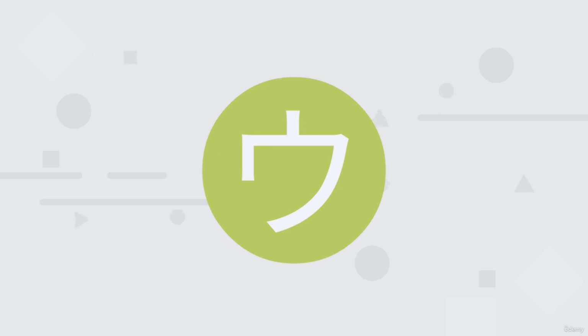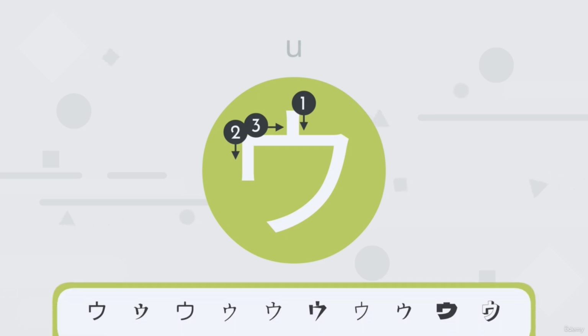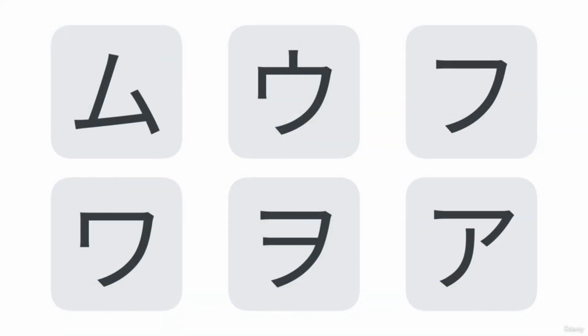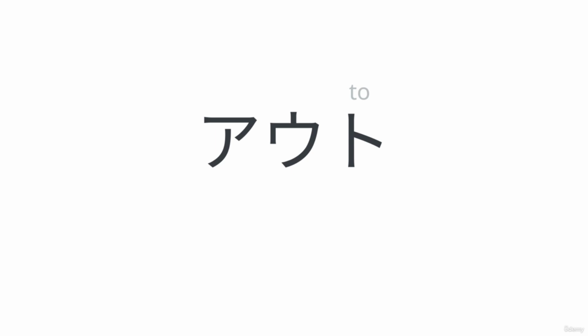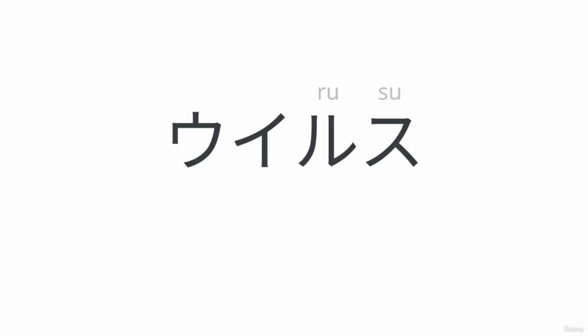The next character we'll learn is U. U. Which of these characters is U? U. Ukulele. Auto. Uirus.